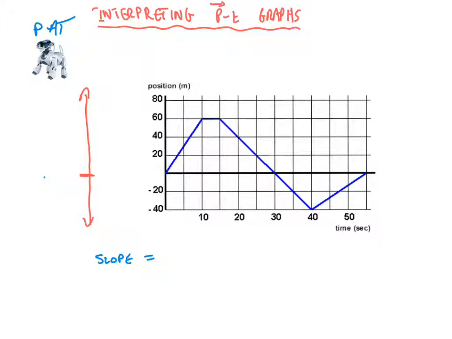Now, for this discussion on motion and PT graphs, I'm going to introduce you to my trusty friend Pat. That is a RoboDog. And why we're using a RoboDog, well, maybe it'll become obvious later on. It relates to the type of motion that Pat has been asked to do in this graph.